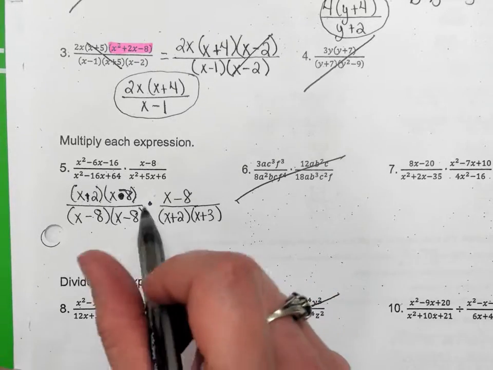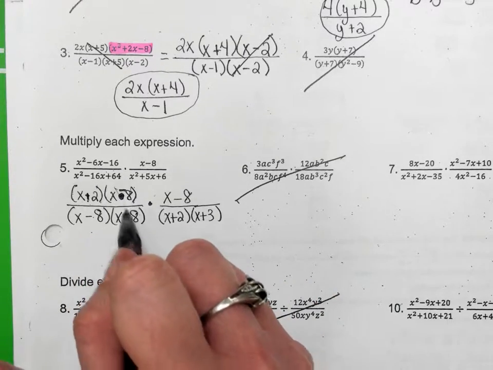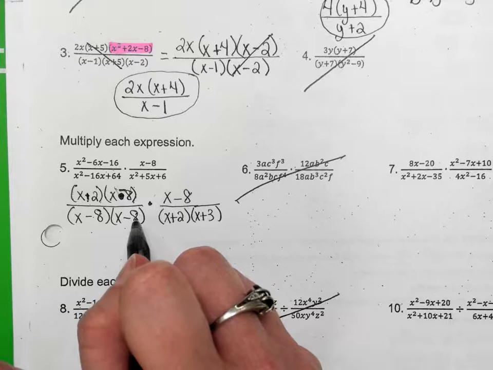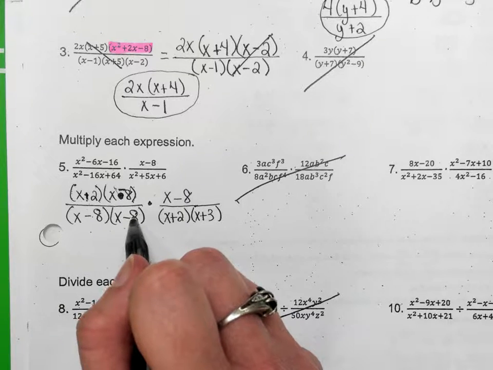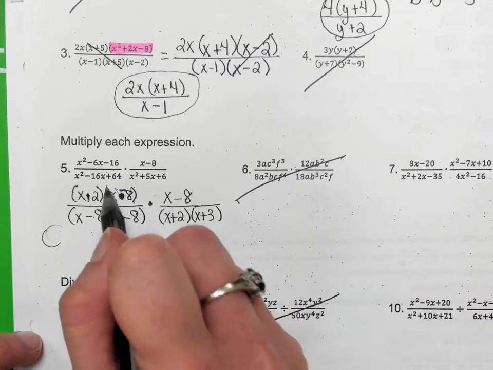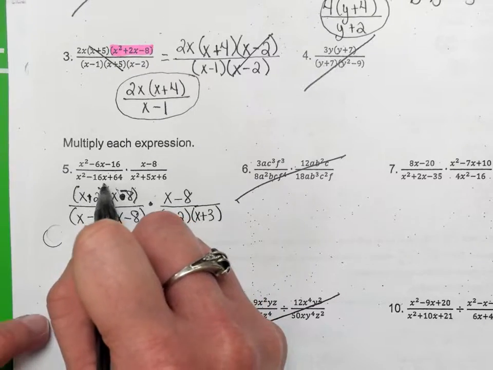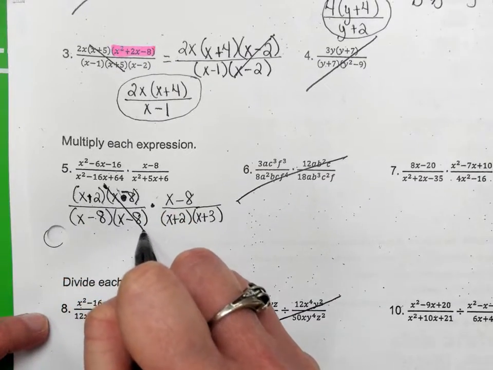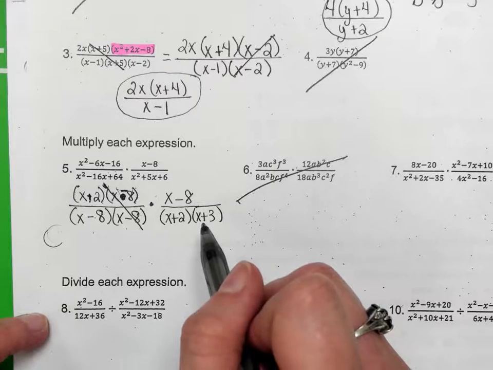Alright, now here's the thing. Yes, the x minus 8s will cancel out, but only one. They have to be in pairs, okay? They have to be in pairs. Like you're about to go on a date for prom, you have to be paired up. So 1 on top cancels with 1 on bottom.